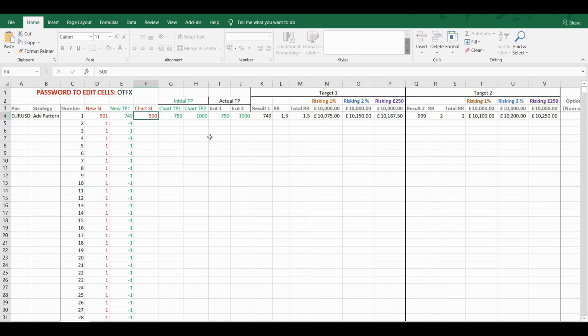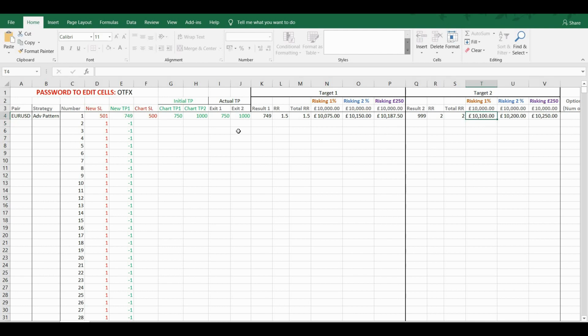Now, that means we're risking 0.5% per 50 pips, or 0.5% per 500 on this spreadsheet. So first target, 750, 1.5 times our stop loss, and we've hit the first target. So 1.5 times our stop loss, which is 0.5% of our account. 0.5% of our account, 10,000, is £50, times 1.5, 750 to 500. So 50 times 1.5 is £75. So we've made £75 in this trade.